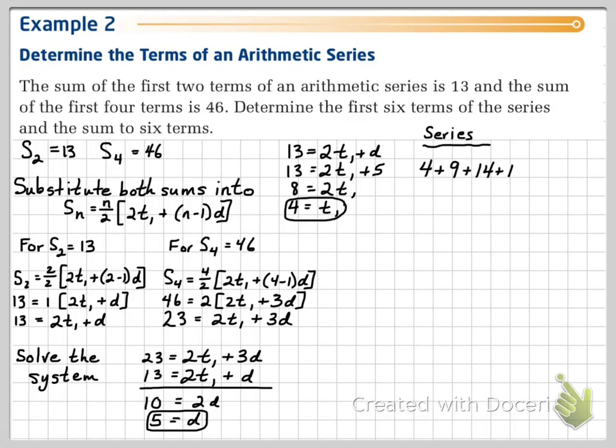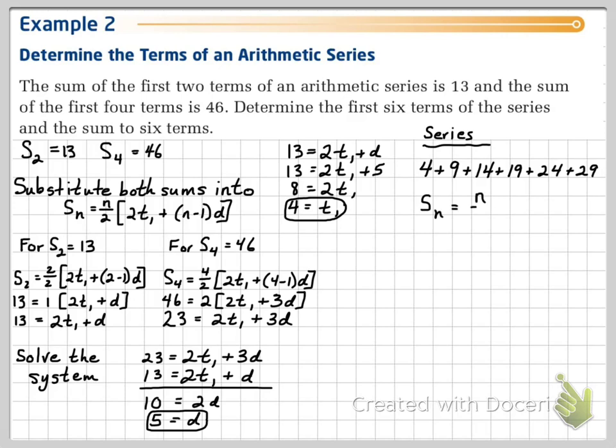For our series, it says to list the 6 terms. We know the common difference is 5, and the first term is 4. So you get 4 plus 9 plus 14 plus 19 plus 24 plus 29.